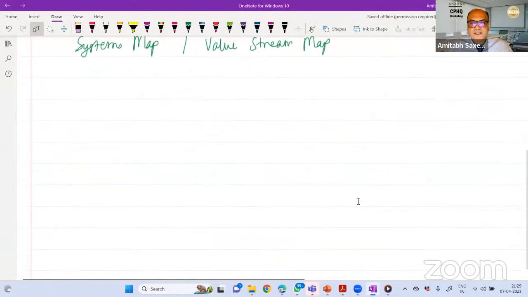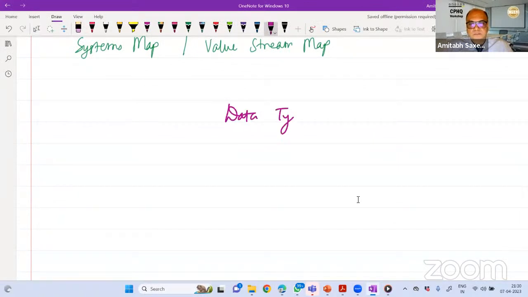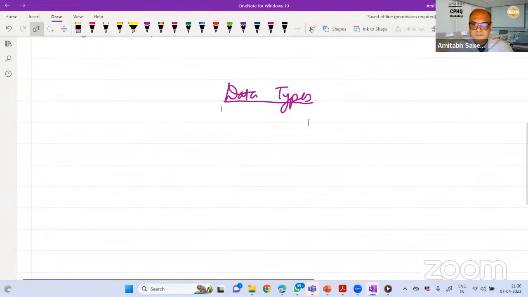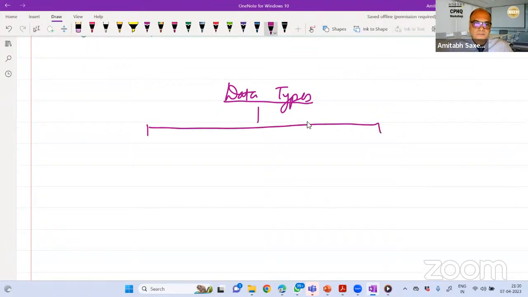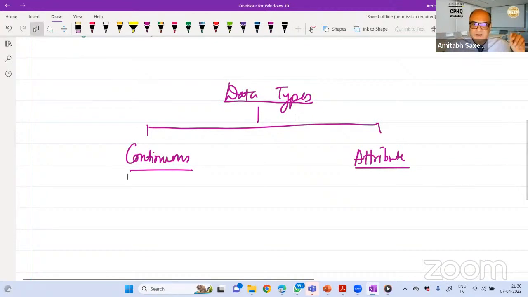So as I was telling you, there are two types of data: continuous data and attribute data. Continuous, I think you have understood. Waiting time of a patient, discharge time of a patient.